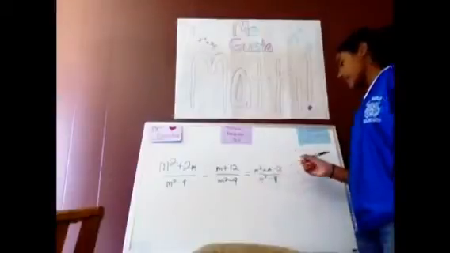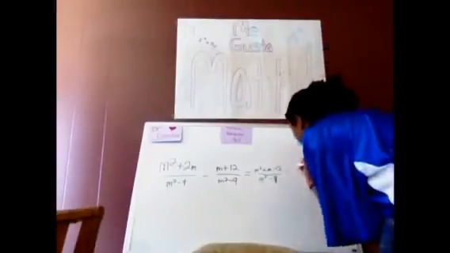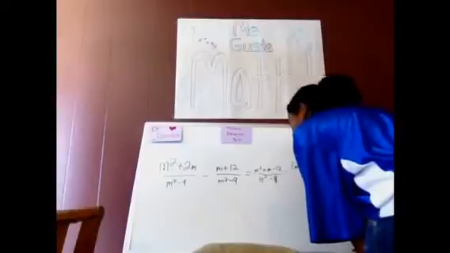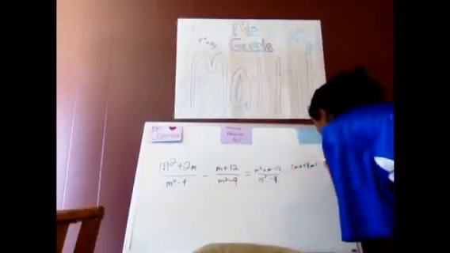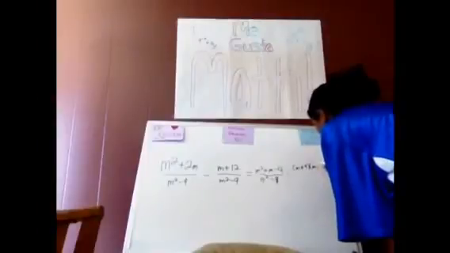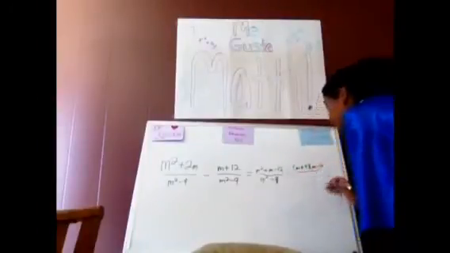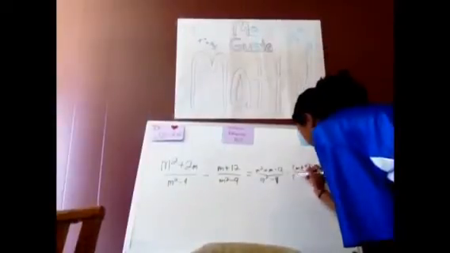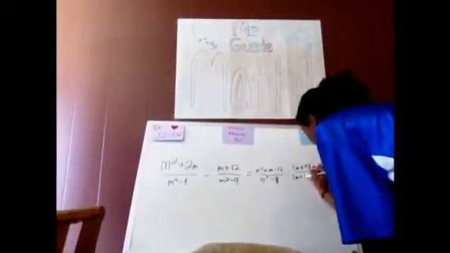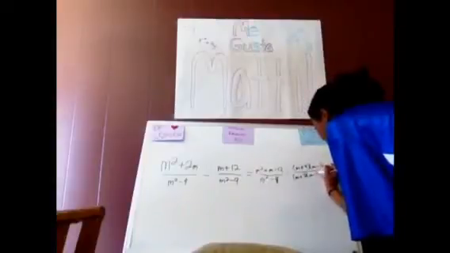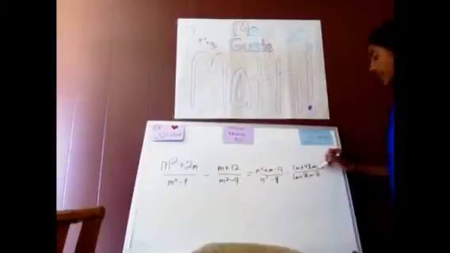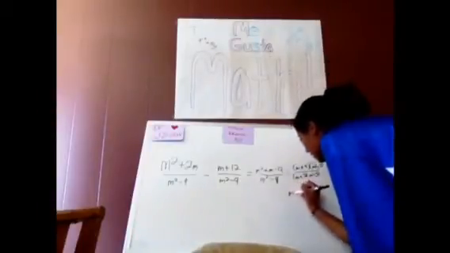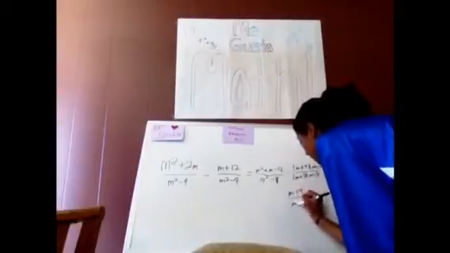We could factor out the numerator and the denominator. So it would be m plus 4 times m minus 3. On the bottom, it's a difference of 2 squares. So it could be m plus 3 and m minus 3. The numerator and the denominator have an m minus 3, so you can cancel that out. And you're left with m plus 4 over m plus 3.